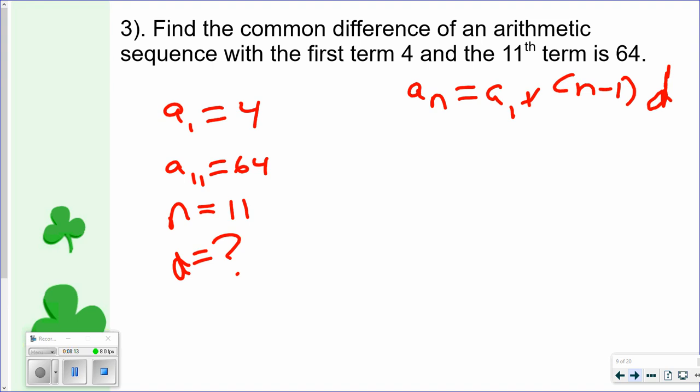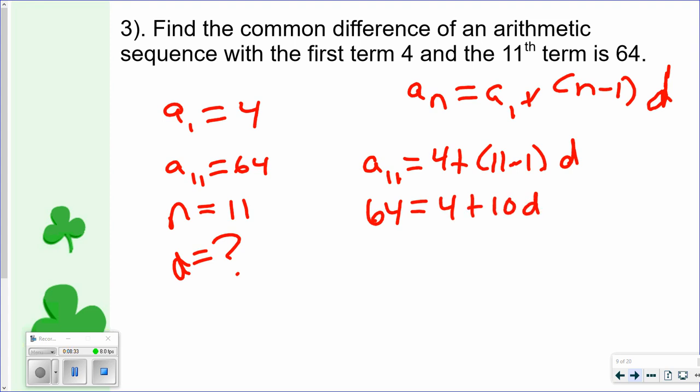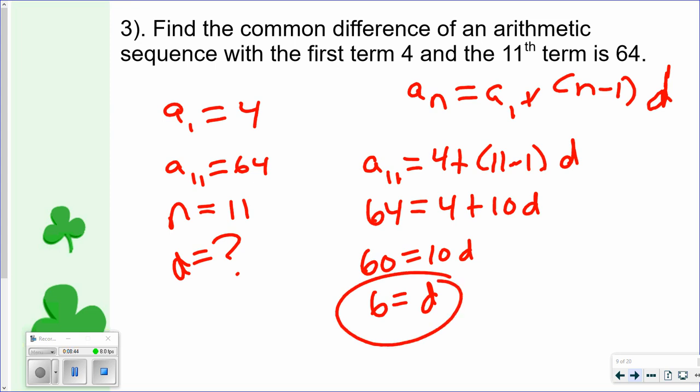Okay, so a sub n, our 11th term, a sub 1 is 4. We're looking for the common difference. Remember that our a sub 11 is 64. That's the 11th term. That's what they told us. So I can replace a sub 11, it equals 64. So 11 minus 1 gives me 10. And then I'm just solving for d. I'm going to subtract 4, and I'm going to divide out 10. So d equals 6.